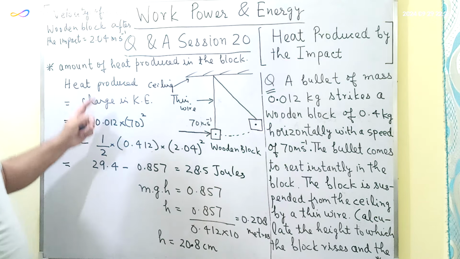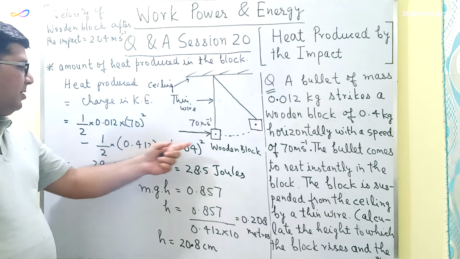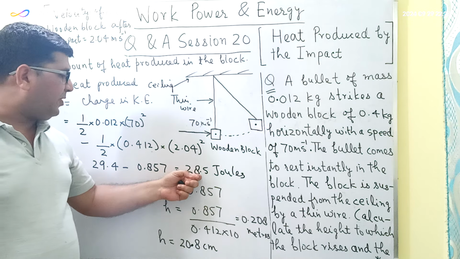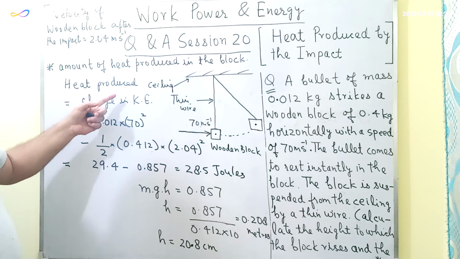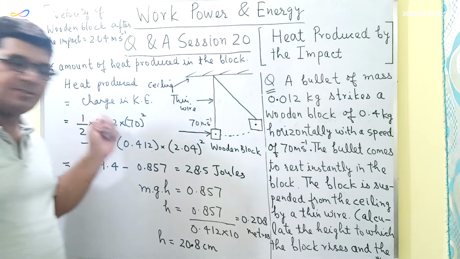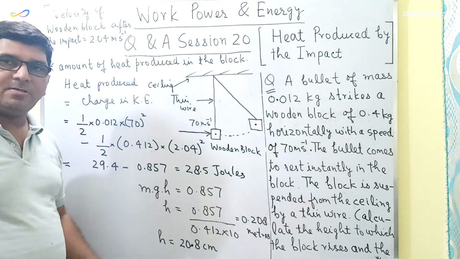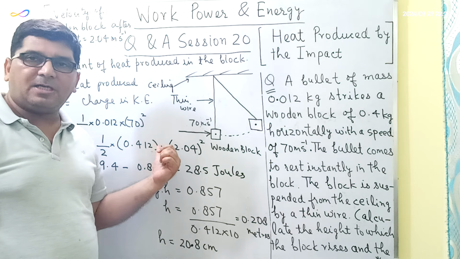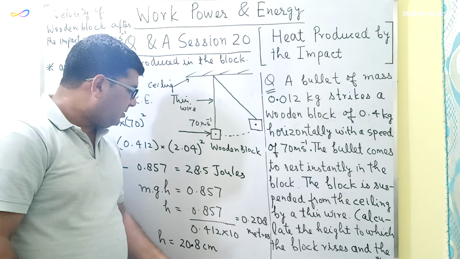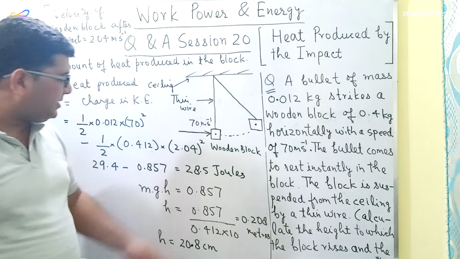So the amount of heat which is produced in the block will be equal to 28.5 joules, because the amount of heat produced is equal to the change in the kinetic energy. And the change in the kinetic energy is equal to the initial kinetic energy minus the kinetic energy after the impact.